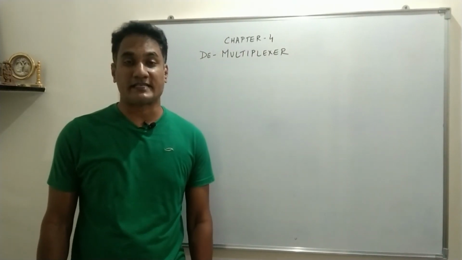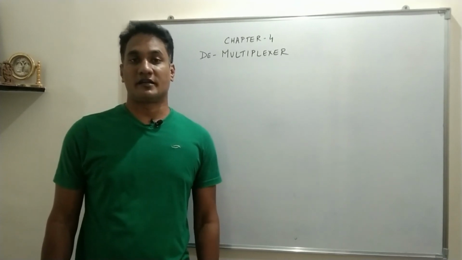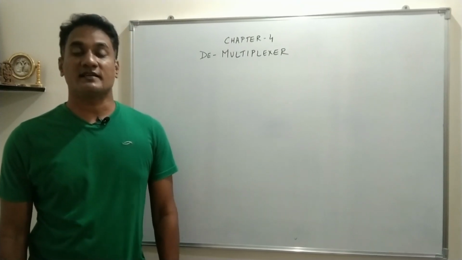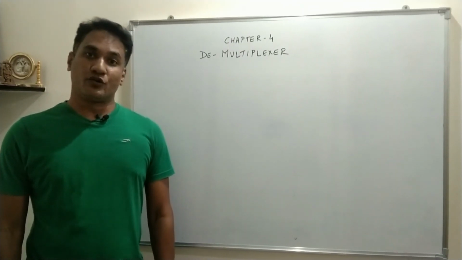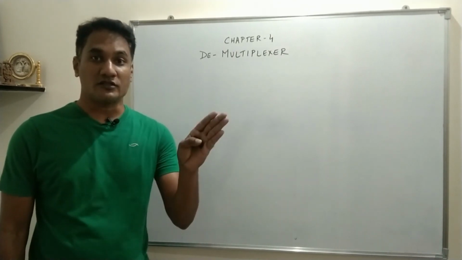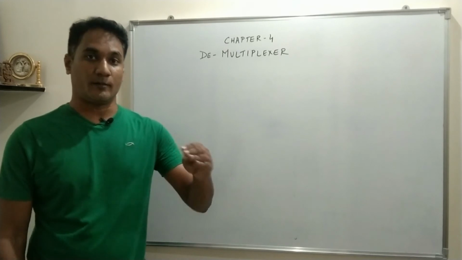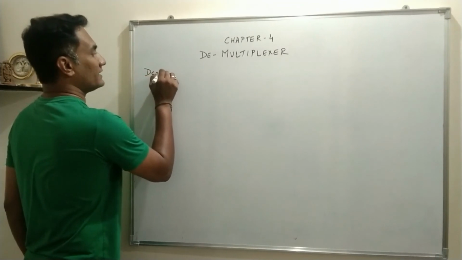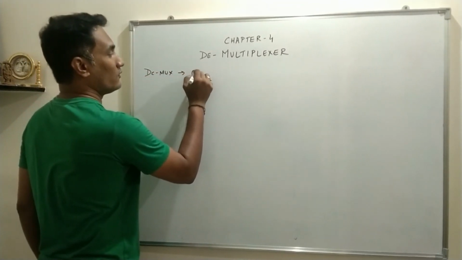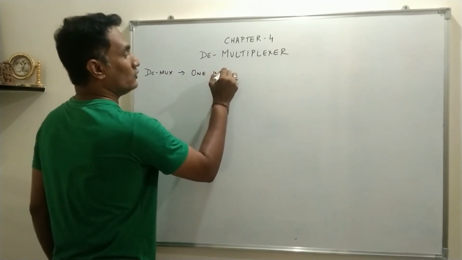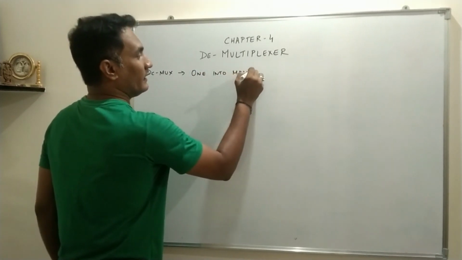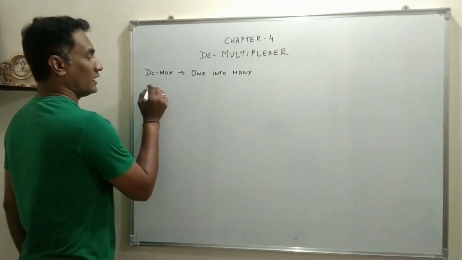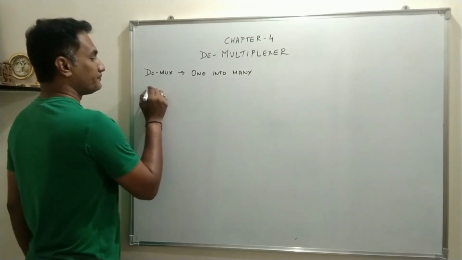Demultiplexer performs exactly the opposite operation of that of multiplexer. So multiplexer, how we understood multiplexer? Multiplexer is a logic circuit which has many inputs but only one output, and the different inputs are transferred to the output depending upon the condition applied at select lines. Whereas the demux, that is demultiplexer, how we will understand, it is one into many. That means it will have one input and it will have many outputs.